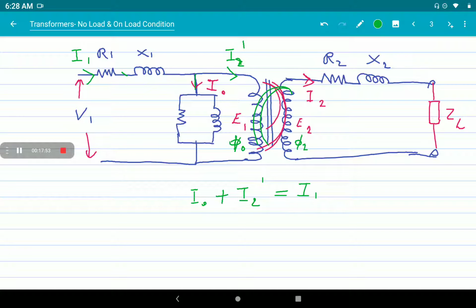So I1 is the vectorial sum of I0 plus I2 dash.